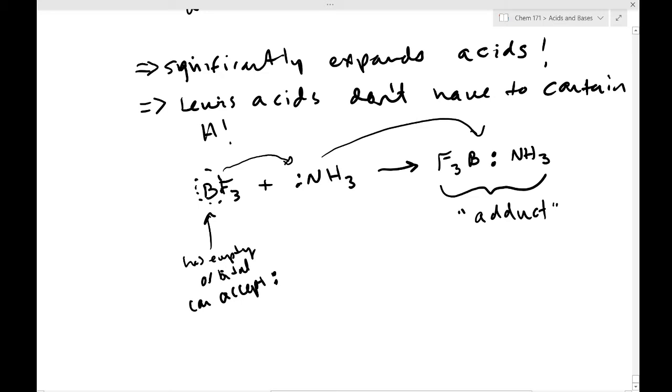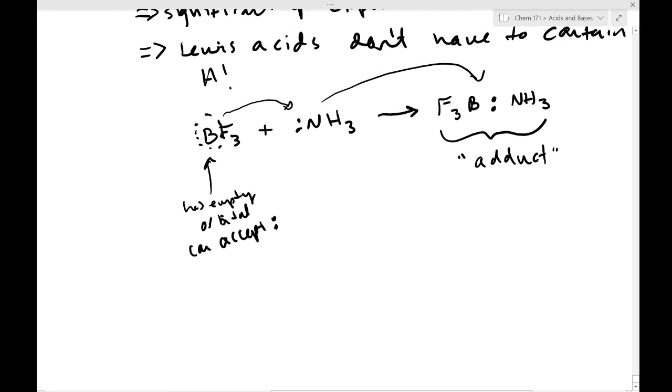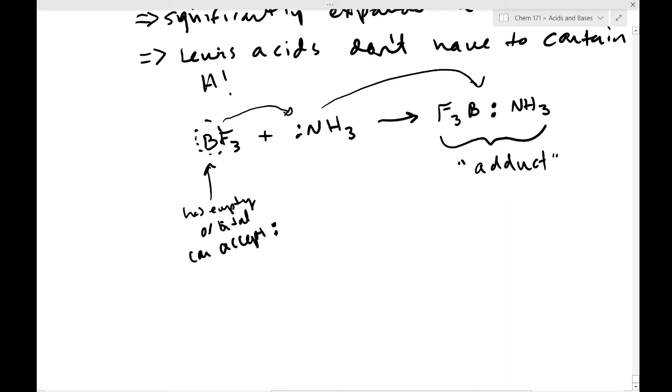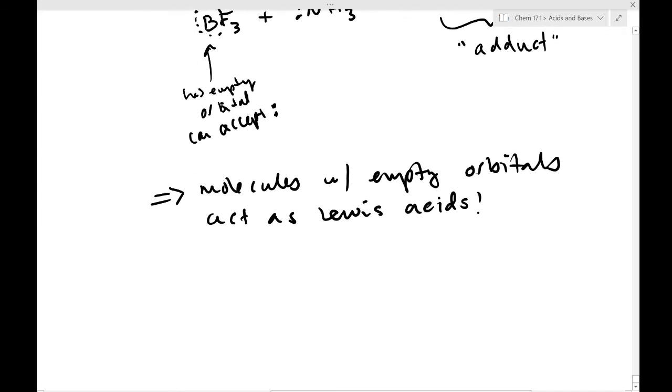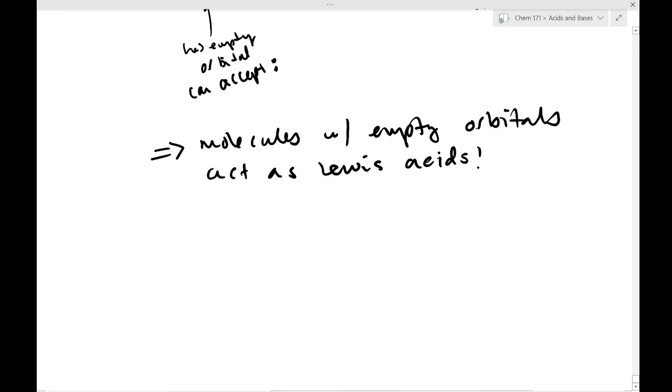Okay, so this kind of shows an important concept in Lewis acids. Basically, molecules with empty orbitals, or molecules that can create empty orbitals, can act as Lewis acids. For example, if we have aluminum trichloride, what we looked at before, it looks something like this. If we draw the Lewis structure, here's our homage to Lewis himself. Something like that. Aluminum trichloride.